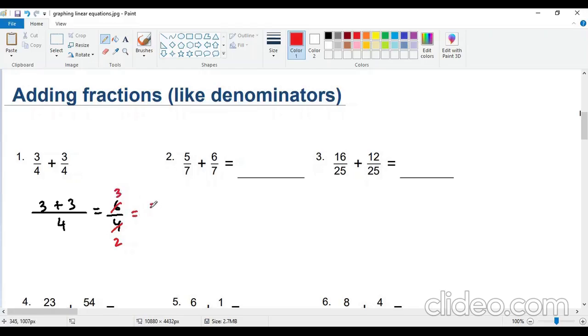Now you can see this is an improper fraction that can be changed to a mixed number. That means 2 times 1 is 2, and 1 is the remainder. This is going to be your final answer. You will get full marks for it.